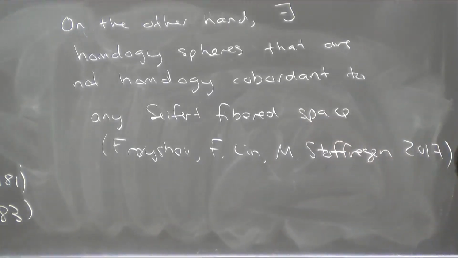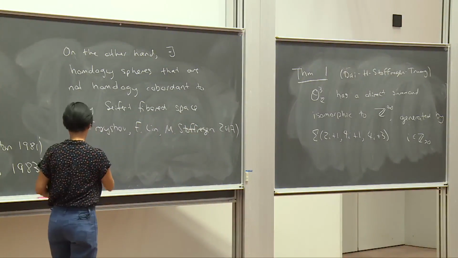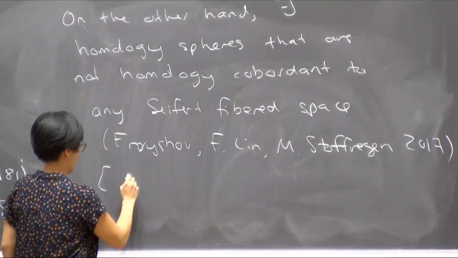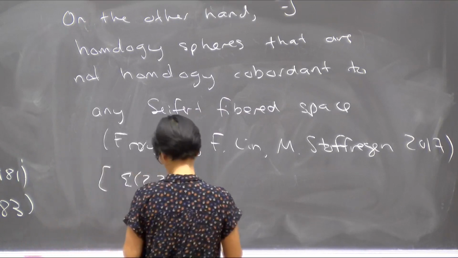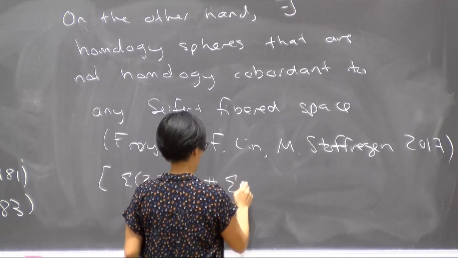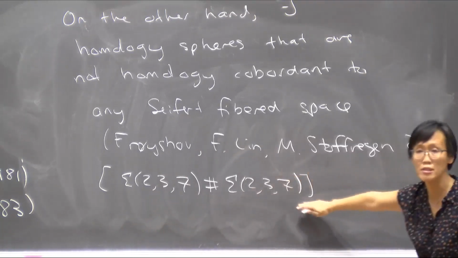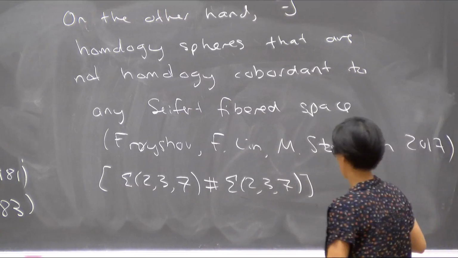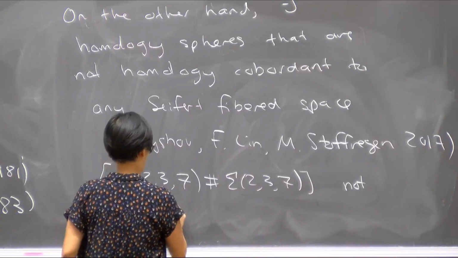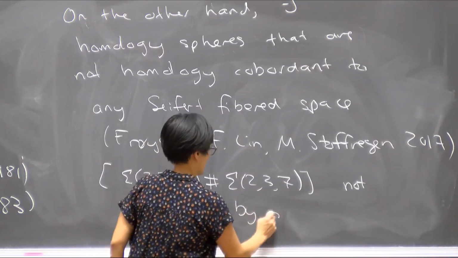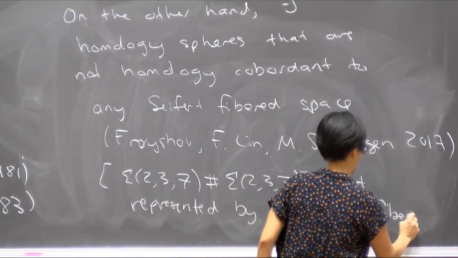Great, and so what's an example of a homology sphere that's not homology cobordant to a Seifert fibered space? Well, it turns out, for example, if I take Sigma(2,3,7), remember these are the Brieskorn homology spheres, and connect sum it with itself, if I look at this class in the homology cobordism group, this is not represented by any Seifert fibered space.